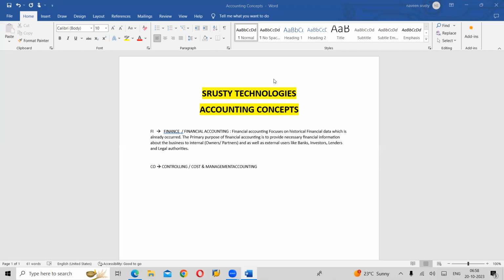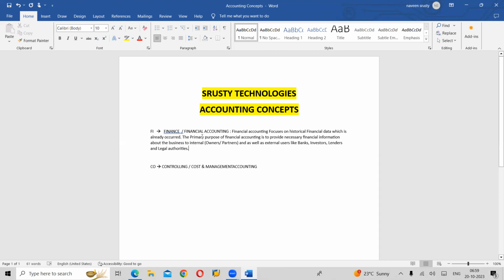What do you mean by finance? Financial accounting focuses more on historical financial data, meaning whatever happened related to finance. So it focuses more on that which has already occurred. Next, the primary purpose of financial accounting: whatever reports we generate are for internal purposes and as well as external users. Internal users are owners who want to know the position of the business. At the same time, partners want to know the position of the business. These people are internal. When it comes to external, again shareholders, debenture holders, banks, investors, lenders and other legal authorities. Legal authorities is for tax purposes or any other purpose. So all this is nothing but finance.